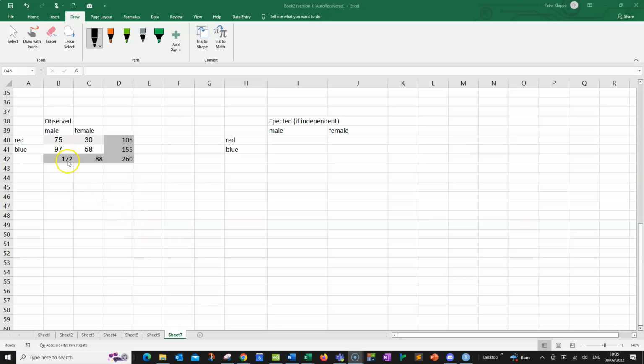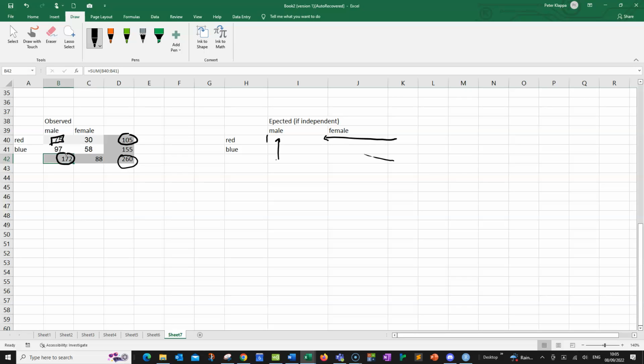Now, in the next step, we need to calculate the expected values if the two traits were independent of each other, and for this we use these marginal values that we just calculated. We can simply take this value, multiply it with this value, and divide it by the grand total to give us this value here. So for this cell here, we would do this calculation basically.